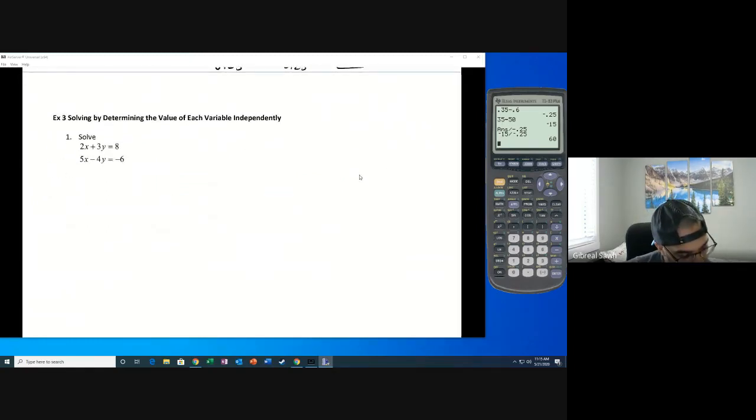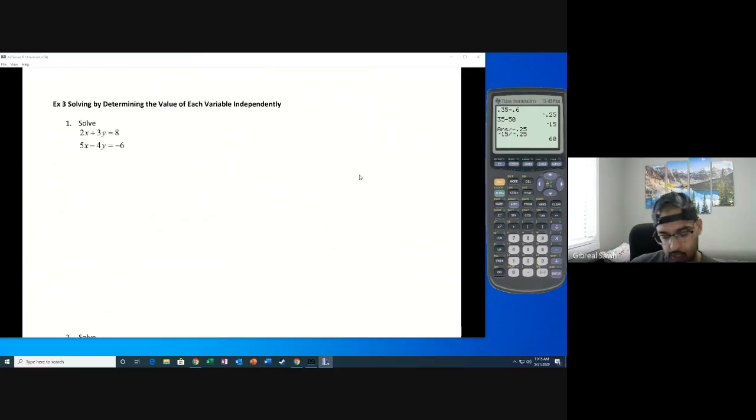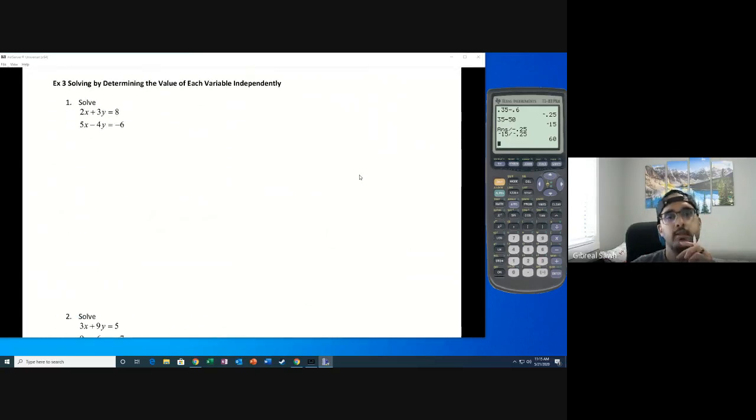Okay. If we keep on going, there's a couple more here. Now, this question is a little different. It says solve by determining the value of each variable independently. What that means is try to eliminate a variable and figure out what the other one is, and eliminate the other variable. Don't substitute back in to get the other one. So we're going to do elimination twice here.